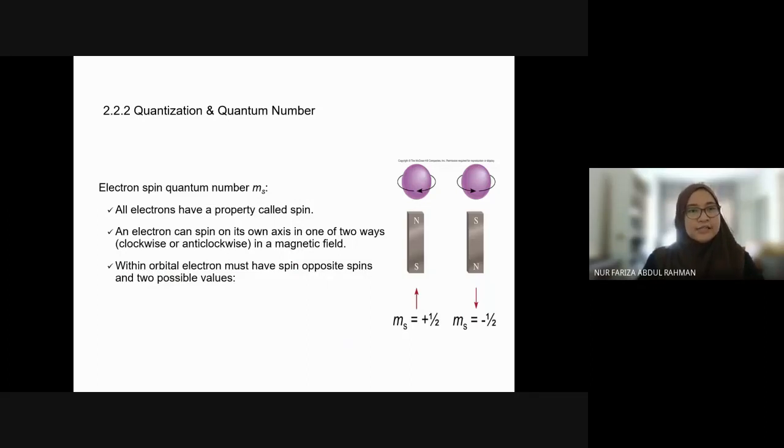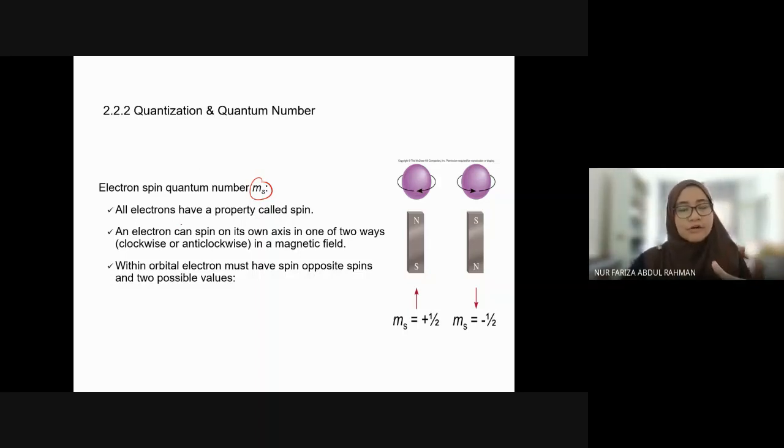Okay, so we are done for the ML. Last but not least is the electron spin quantum number, which is the MS. This MS represents the electron itself. Kan kita nak locate the electron kan? So this MS represents the electron itself, the properties of the electron itself.